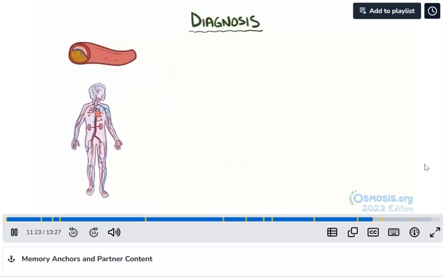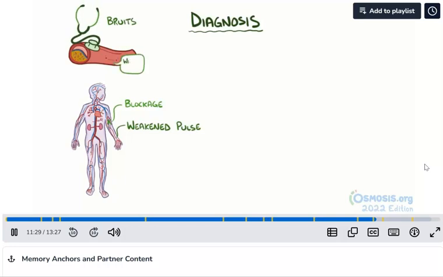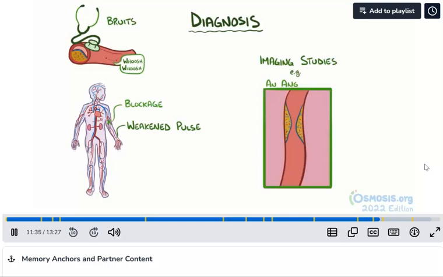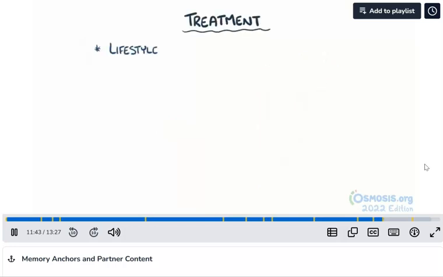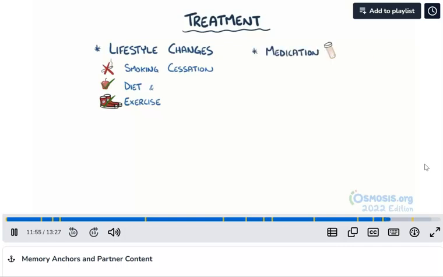Diagnosis usually starts with a physical examination, which can show a weakened pulse below the blockage or bruits, which is a whooshing sound over the arteries heard through a stethoscope. In addition, an imaging study like an angiogram, where a dye is injected into the blood vessel, can show narrowing of the vessels. These diseases can often be treated with lifestyle changes, like stopping smoking and improving diet and exercise, and that can help improve underlying conditions like diabetes mellitus or hypertension. In some cases, medication might be required.